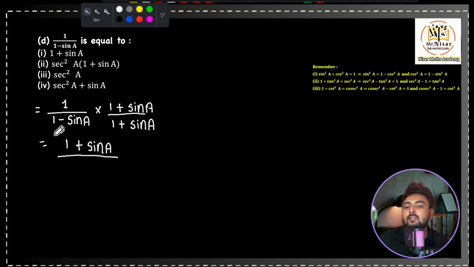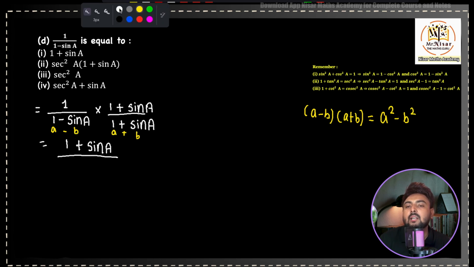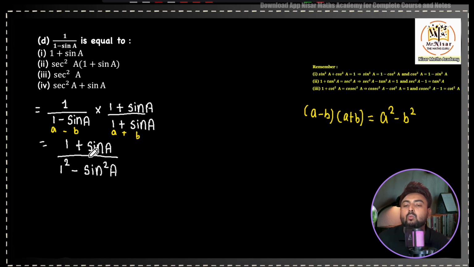You should understand this very quickly. This is A minus B, and here it is A plus B. The same terms are there. Whenever you have the same terms with the opposite sign, A minus B into A plus B becomes A square minus B square. So I'll apply this formula. A is 1 here, so 1 square minus sine square A. So I got 1 plus sine A upon 1 square minus sine square A.